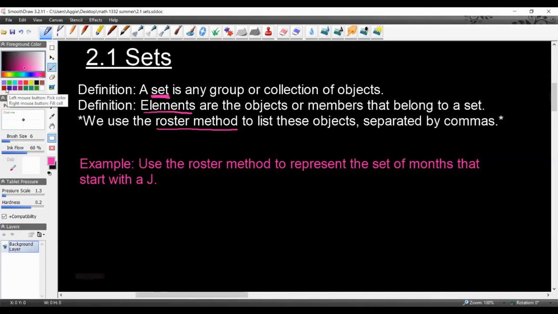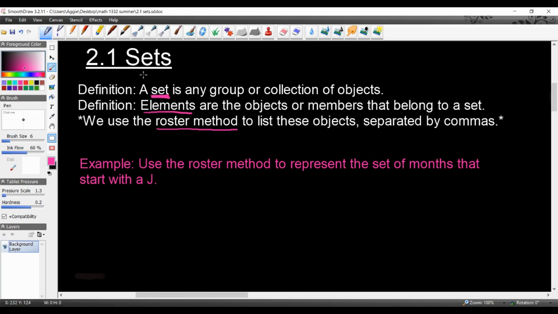This section is going to cover 2.1 sets. We have a couple definitions. Our first one is that a set is any group or collection of objects. Okay, so pretty much anything you can think of that you can list can be written as a set.